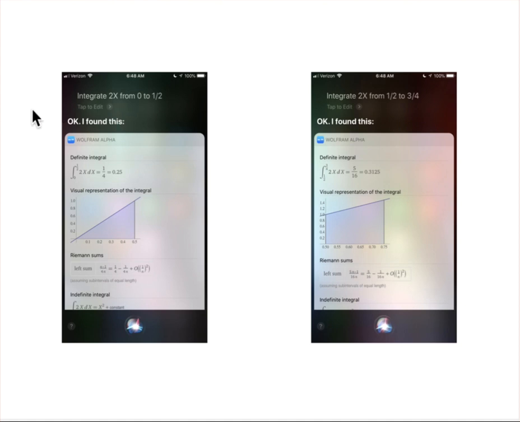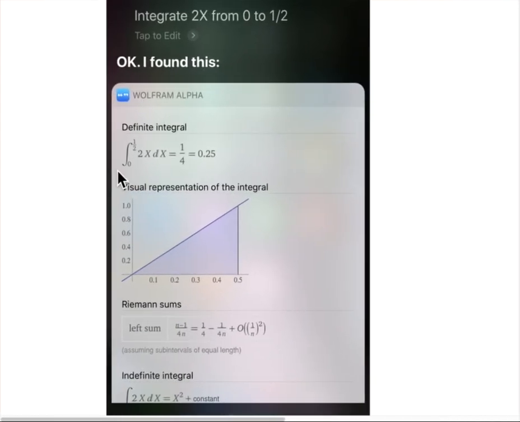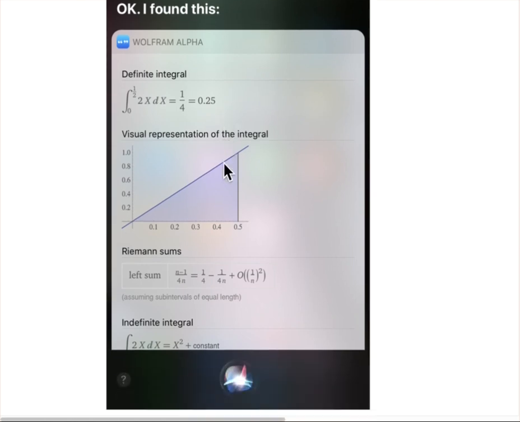With Siri activated, I asked Siri, and this is exactly what I said: Siri, integrate 2x from 0 to 1/2. And almost instantaneously, this is what came up. Let me see if I can blow this up a little bit so we can see it better. I get the integral that I want, the integral of 2x dx from 0 to 1/2, and it gives me the value of 1/4, which is exactly correct.